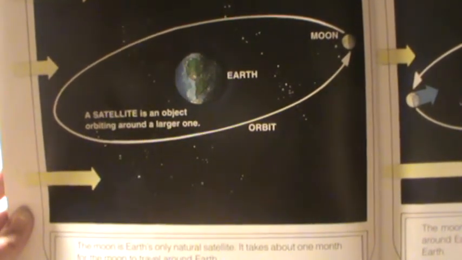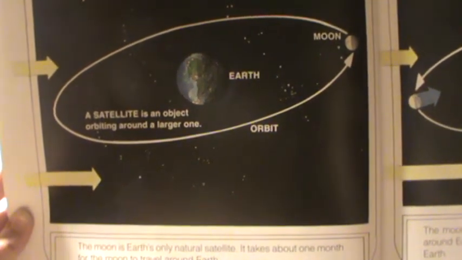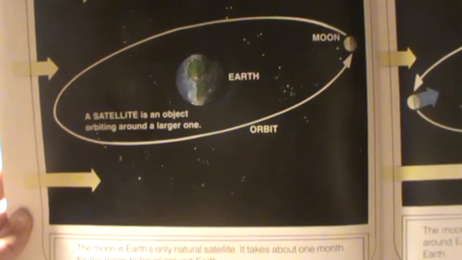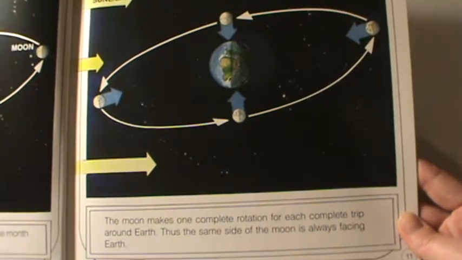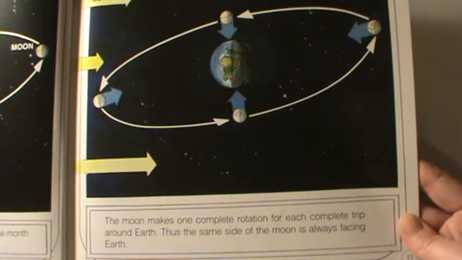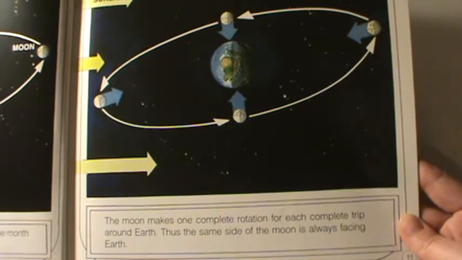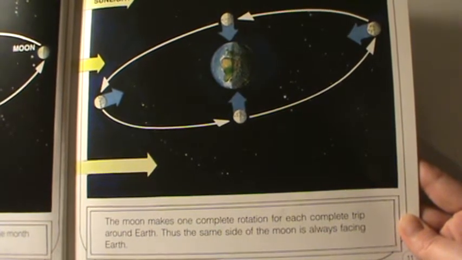So, how does the moon move? The moon makes one complete rotation for each complete trip around Earth. Thus, the same side of the moon is always facing Earth.